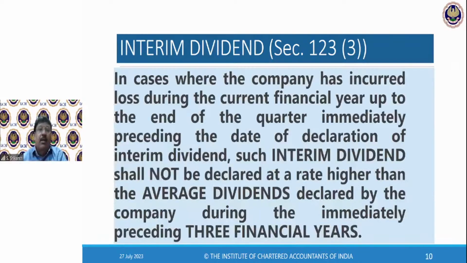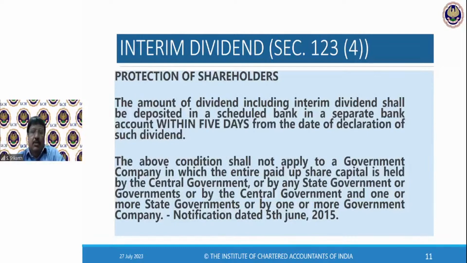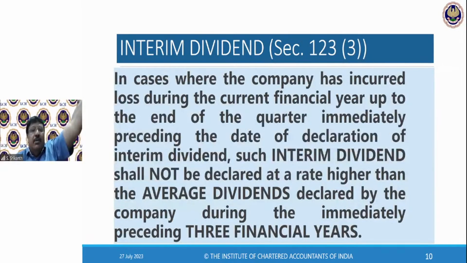I can. But if up to the quarter immediately preceding there is a loss, then such interim dividend shall not exceed a rate higher than the average dividend declared by the company during the immediately preceding 3 financial years. So you have to find out the average dividend, and that rate cannot exceed the rate of average dividend.